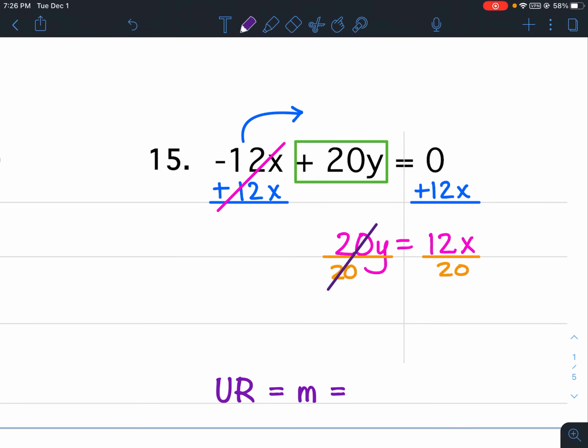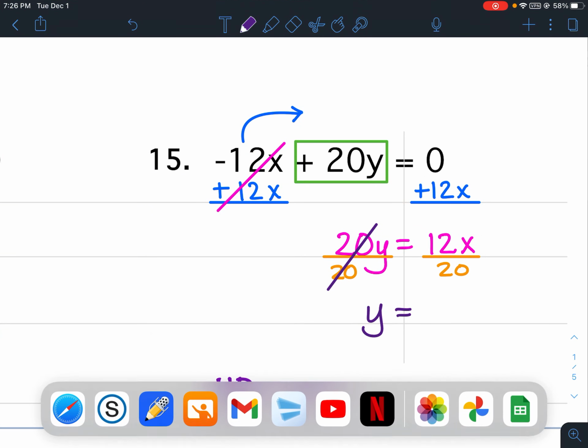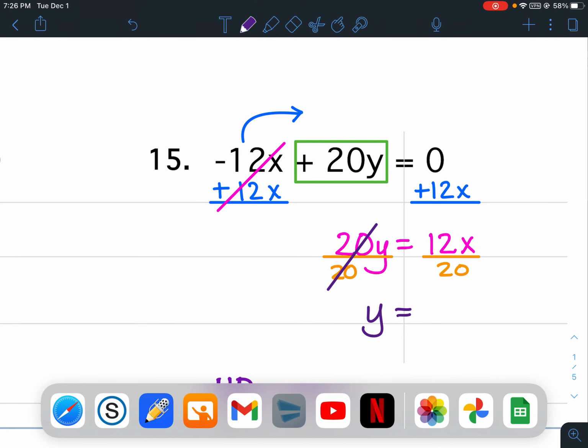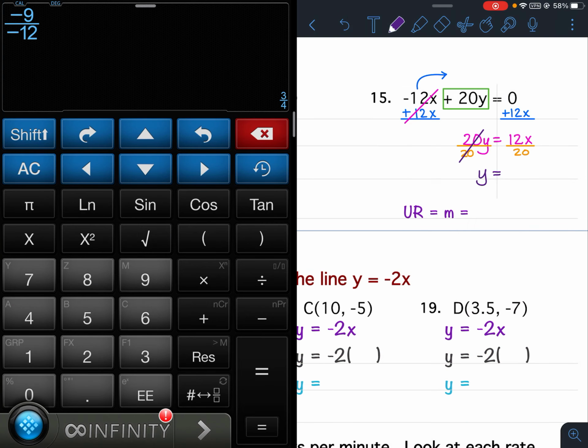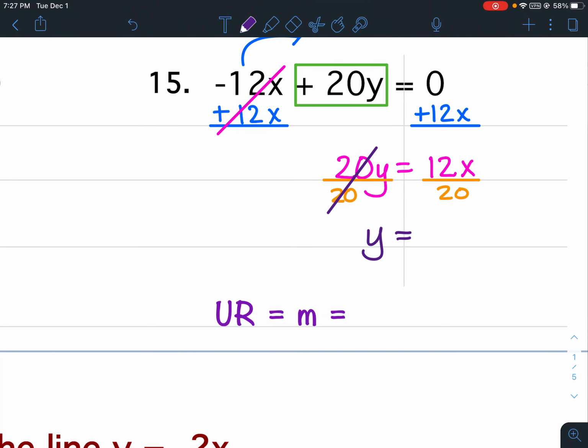Then I'm going to divide both sides by 20 because I want to isolate the variable. Allows me to cancel that out. So y equals, bring up my calculator here. Start with the fraction button. Try that again. It's 12 over 20. 12 over 20. Hit equals. Change it to a fraction, so that's 3/5. So y equals 3/5 x.